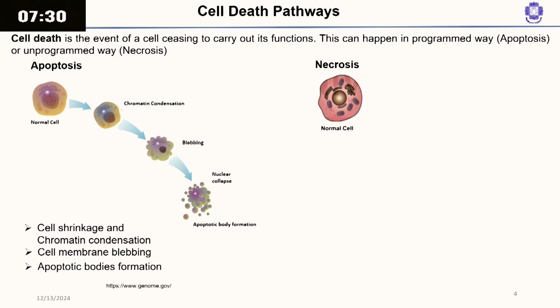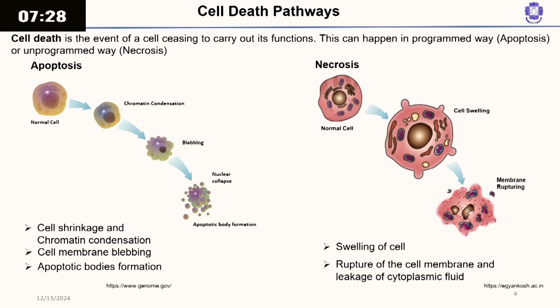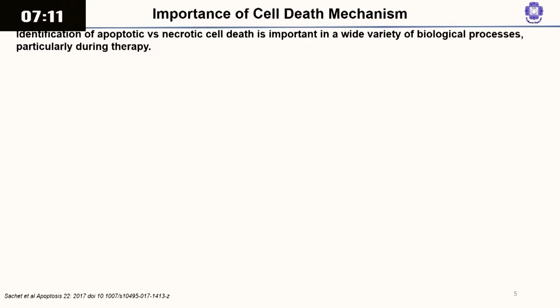So the normal cell starts swelling, and then the membrane starts rupturing, and then cellular components can come out of the cell. This is necrosis, and this is a very violent way to kill the cell. So identification of apoptotic versus necrotic cell death is very important, especially during therapy.